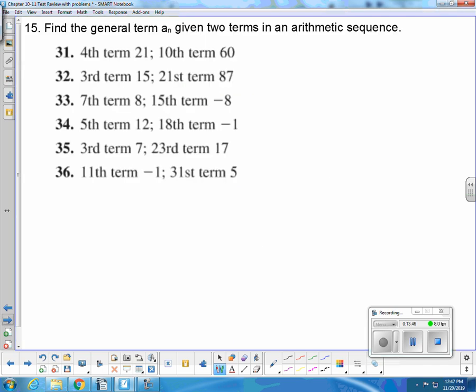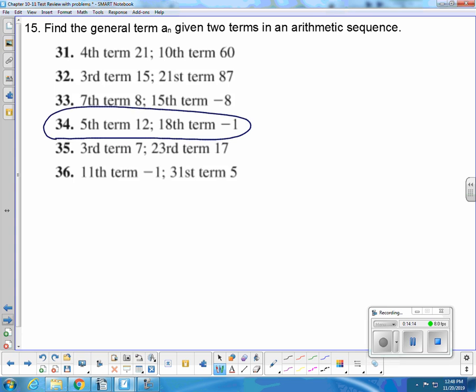Find the general term, a sub n, given two terms in an arithmetic sequence. Now, we did this in class with systems. Did we do it the easier way? Did we show you a second way? You showed it, but okay, let's do it the easier way, because who would do systems? Nobody. So, pick one. Doesn't matter. 34.